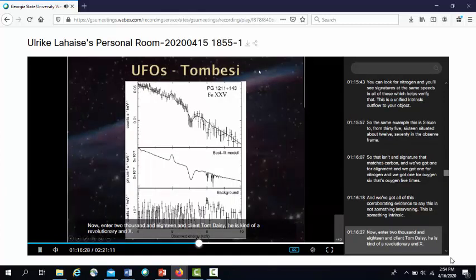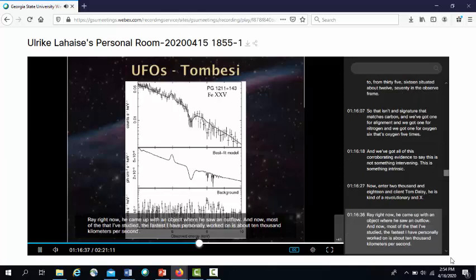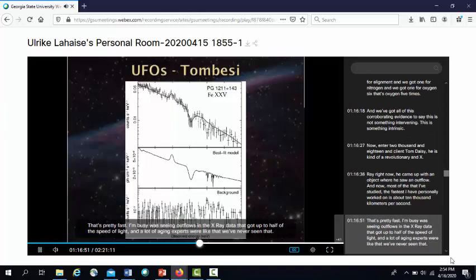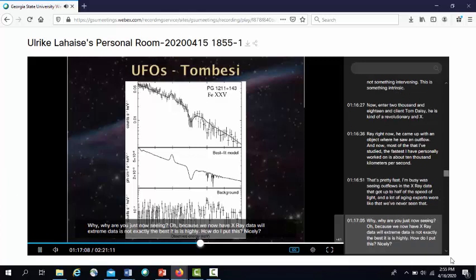Now, enter 2018 and Jon Tombesi. He is kind of a revolutionary in X-ray AGN right now. He came up with an object where he saw an outflow, and now most of the outflows that I've studied, the fastest I have personally worked on is about 10,000 kilometers per second. That's pretty fast. Tombesi was seeing outflows in the X-ray data that got up to half the speed of light. And a lot of AGN experts were like, we've never seen that. Why are you just now seeing this? Oh, because we now have X-ray data.